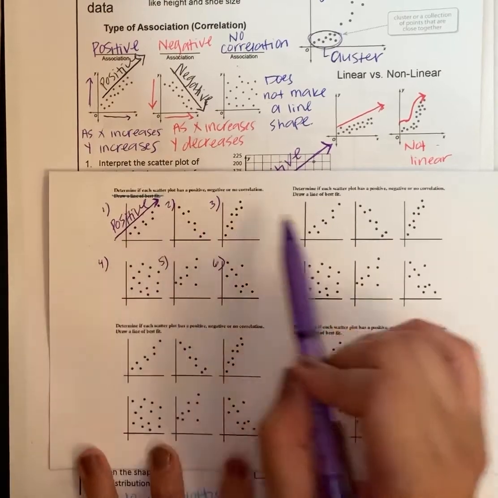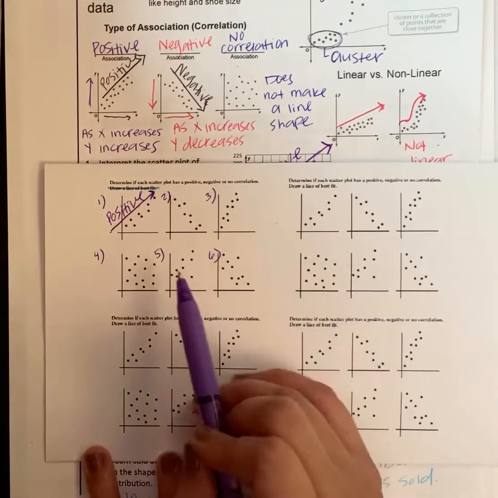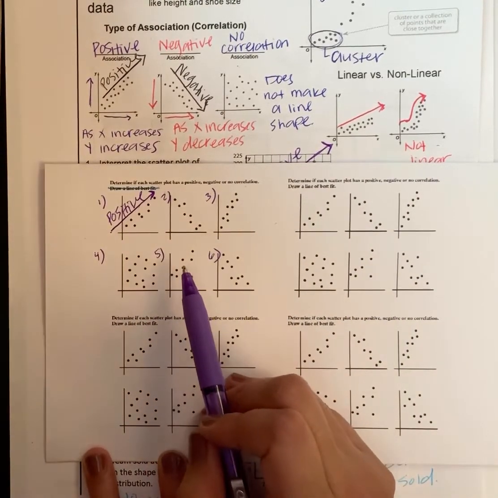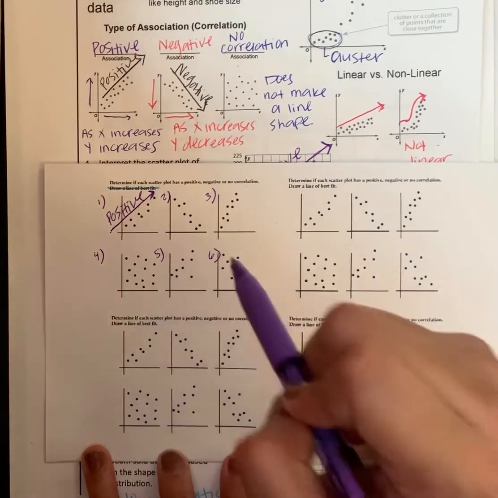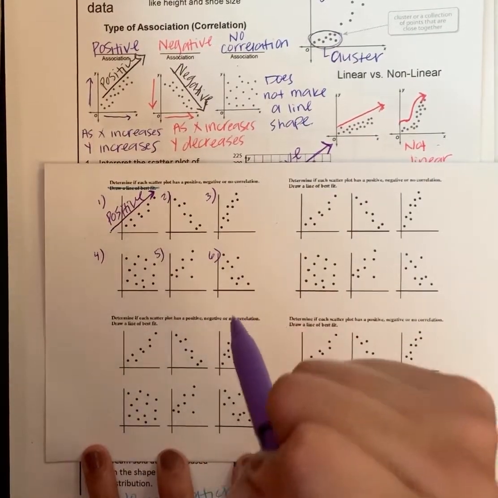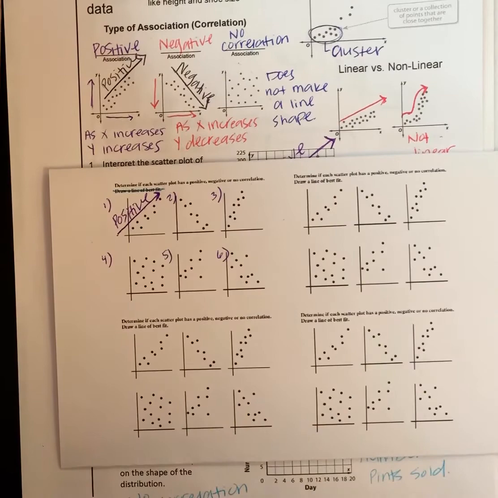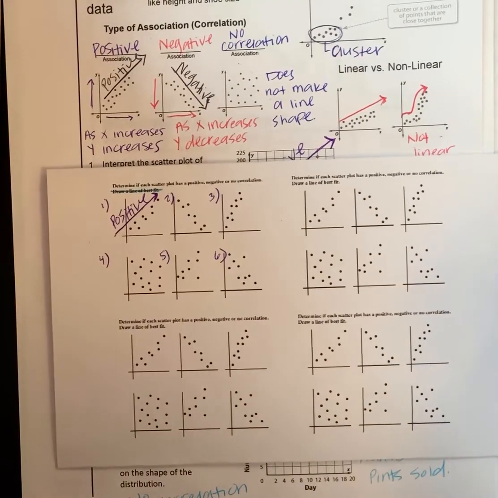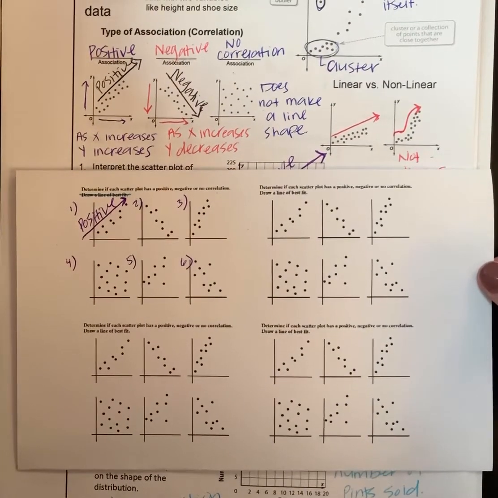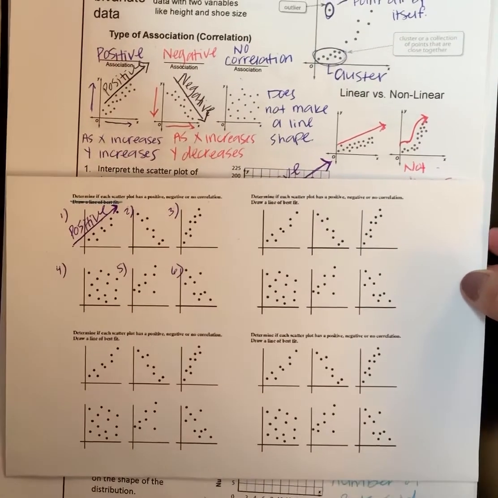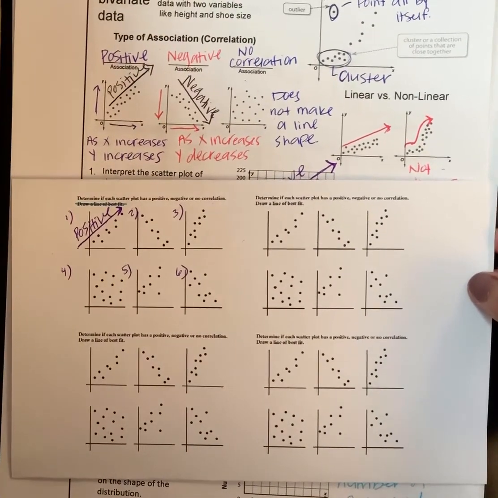So that's what I want you to do for all of the examples. Just kind of familiarize yourself with whether the data is positive, negative, or no correlation. And let me know if you have any questions, and I will be right beside my phone and my computer to get those answered for you as quickly as possible.